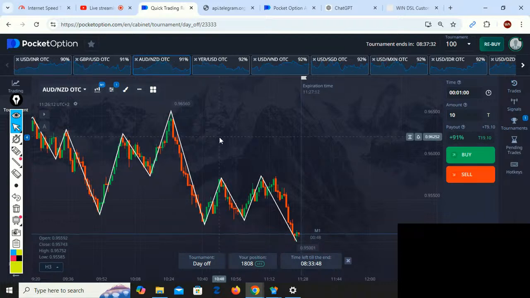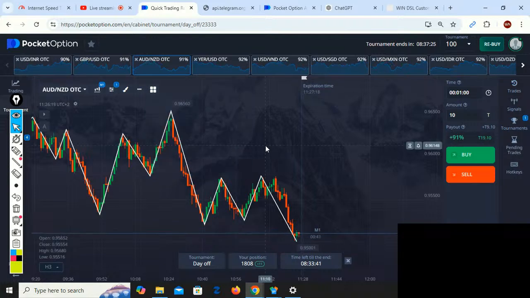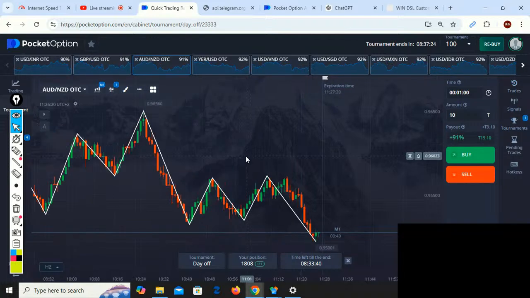So before setting up the four charts, as we will be using four charts at the same time, let me explain why we use the zigzag. Actually, we use two technical analysis tools for us to identify the best pair possible to start trading martingale, to start implementing our strategy.